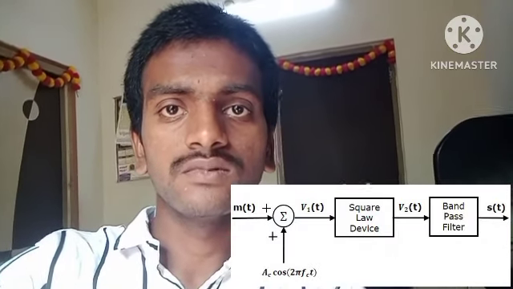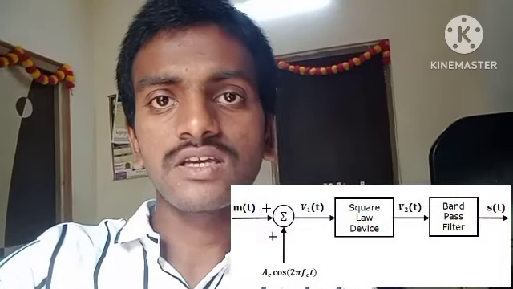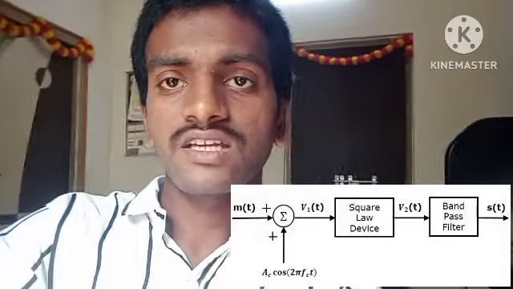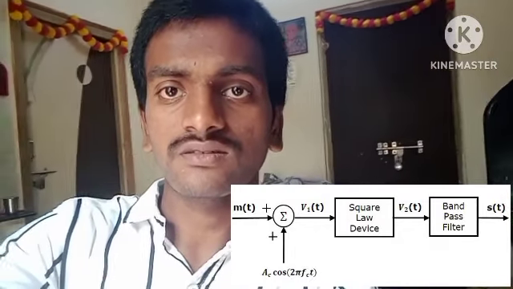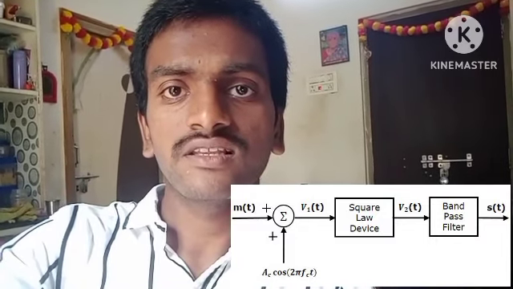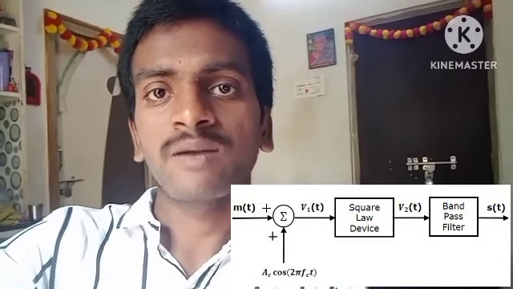Now let us see the generation techniques of amplitude modulation. We have two types of generation techniques: the square law modulator and the switching modulator. Let's first see the square law modulator. The square law modulator consists of a square law device with a band pass filter. The diagram shown in the figure consists of the message signal and carrier signal, a square law device and a band pass filter.